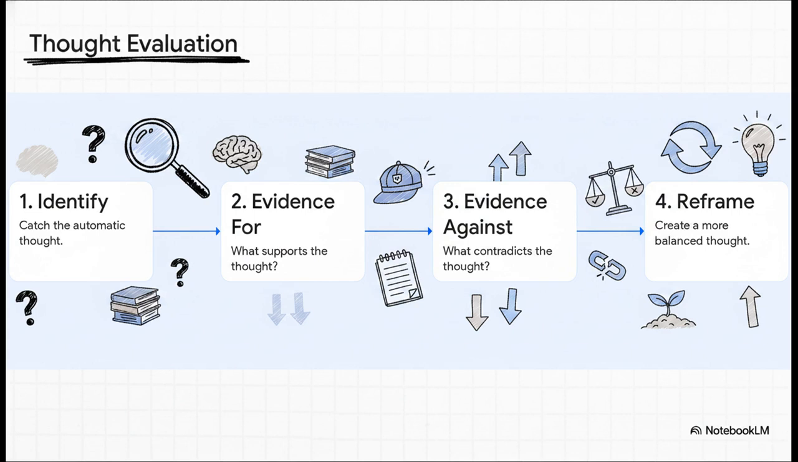Okay, so once we've caught a thought, we don't just accept it as 100% true. We teach the patient to become a bit of a detective. We guide them through this systematic evaluation. Okay, what's the evidence for this thought? Now, what's the evidence against it? And based on all of that, what's a more balanced, more realistic way to look at this?